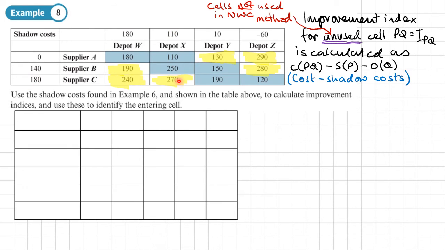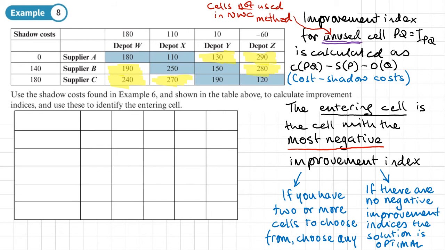So we need to have calculated these shadow costs first, and then the cells that we haven't used in our northwest corner method, basically it's the cost minus the shadow cost. So the cost minus the shadow cost. So that's how we calculate the improvement index for these unused cells here.